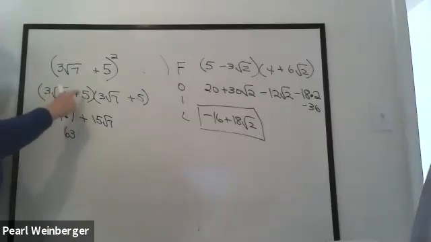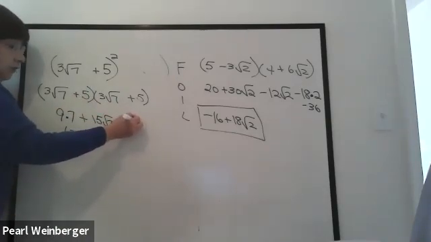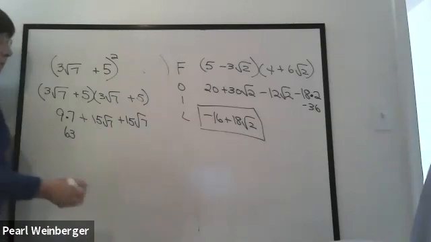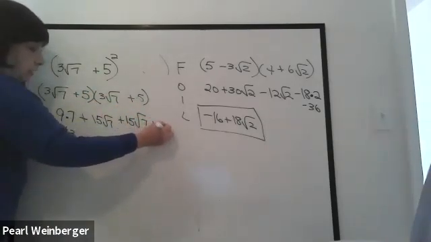Then I do inner. 5 times 3 radical 7. Again, the 5 and the 3 are outside. They get multiplied together. That's 15 radical 7. And last is 5 times 5, which is plus 25.